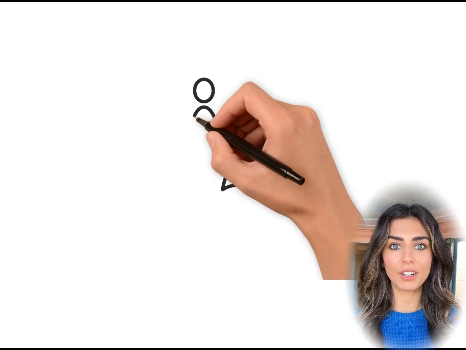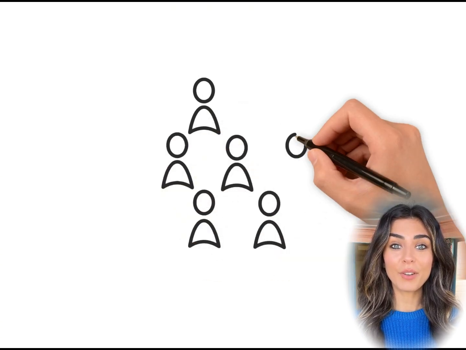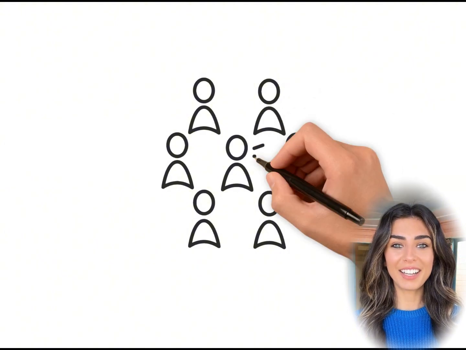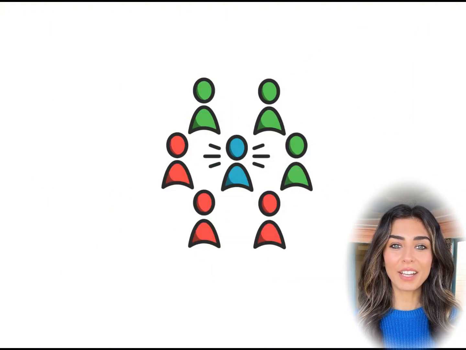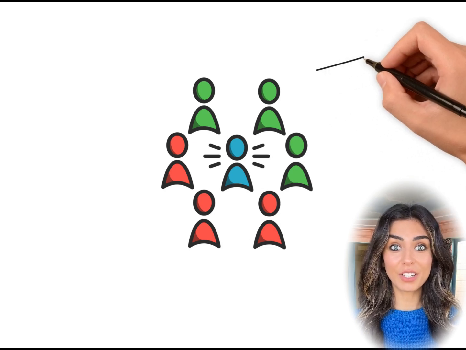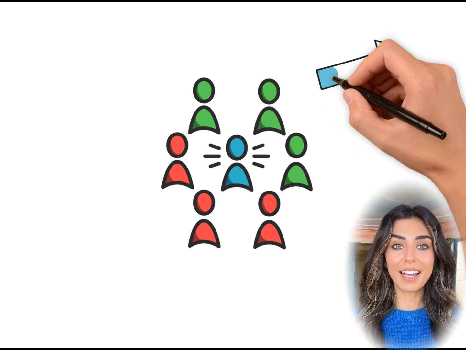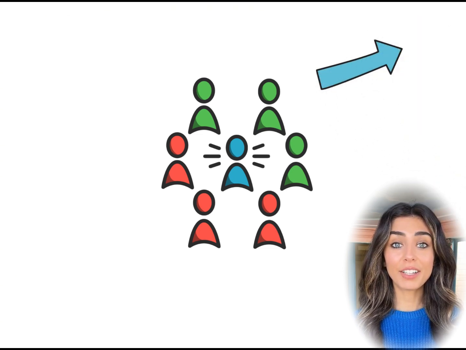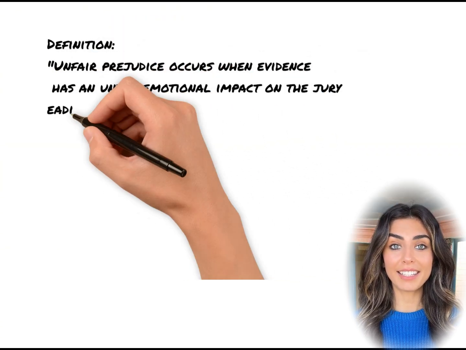Unfair prejudice occurs when evidence has the potential to provoke an emotional or irrational response in the jury, leading them to base their decision on emotion rather than on a reasoned evaluation of the facts. The key concern is that such evidence might cause the jury to overemphasize its significance or draw conclusions that are not logically supported by the evidence itself.